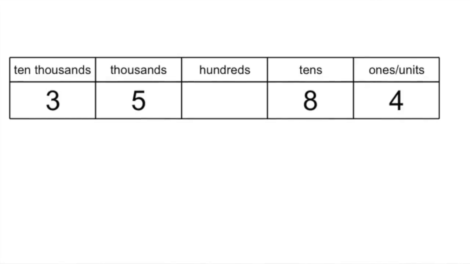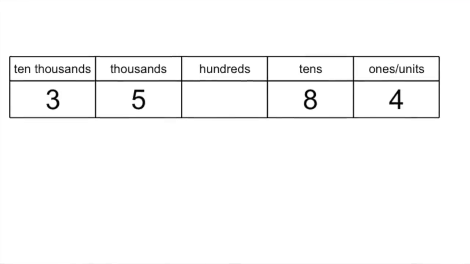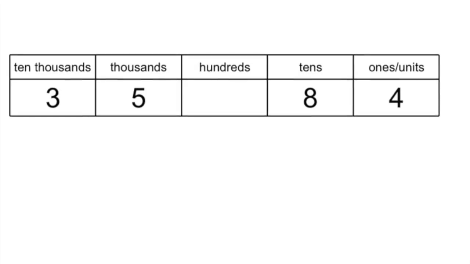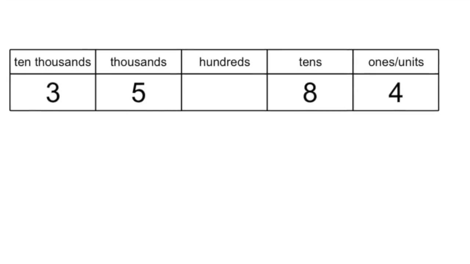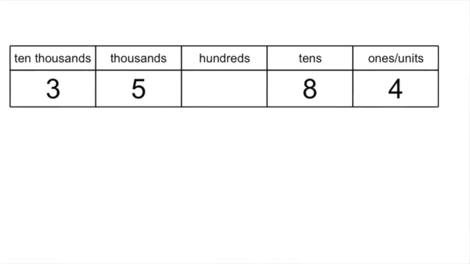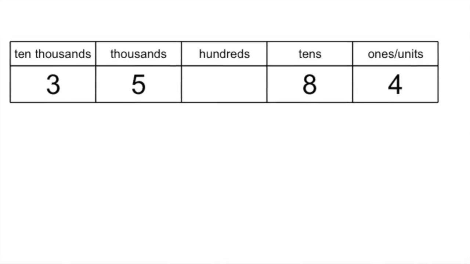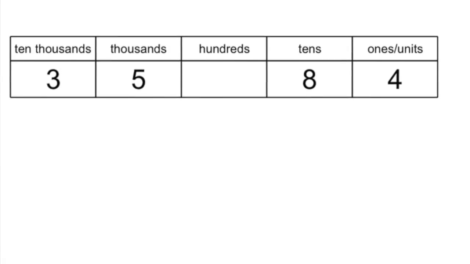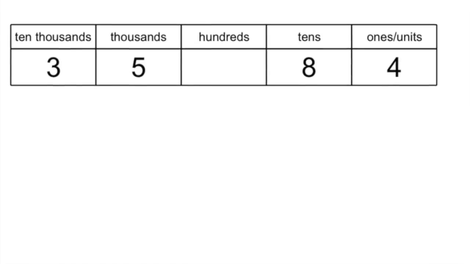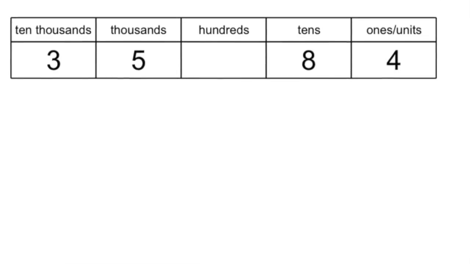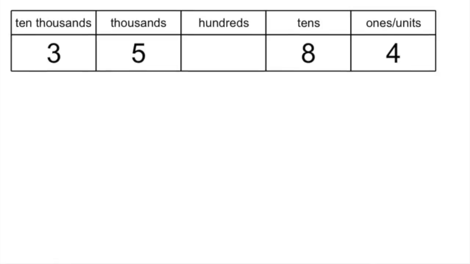Because if we have a look at a new number, again putting the numbers into the columns, we can see here we have 3 in the 10,000s column, 5 in the thousands column, we have nothing in the hundreds column, 8 in the tens column, and 4 in the ones or units column. Now if we were to record every number in this manner with actual columns headed up, then there would be no need for us to put anything in place for the hundreds. We can see that that column is empty.